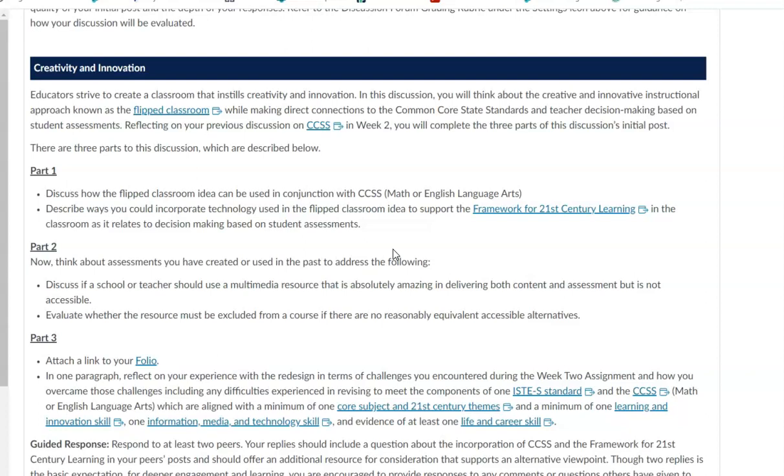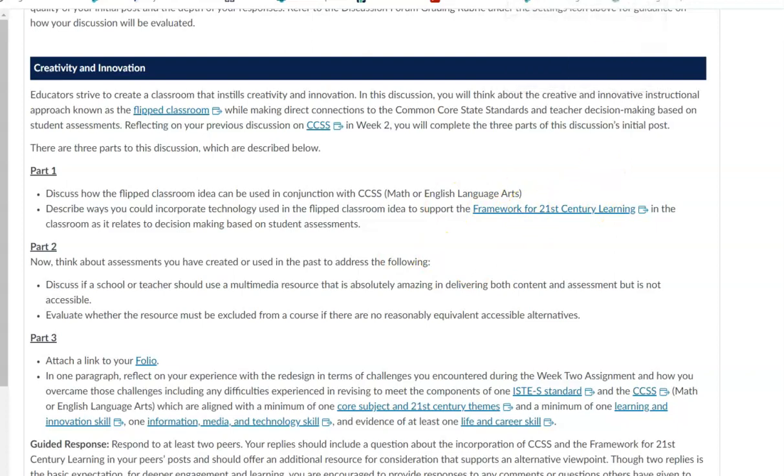to support the framework for the 21st century learning in the classroom as it relates to decision making based on student assessments. So think about how you can use the technology and the flipped classroom that would help you assess students, and you want to connect it to the framework.